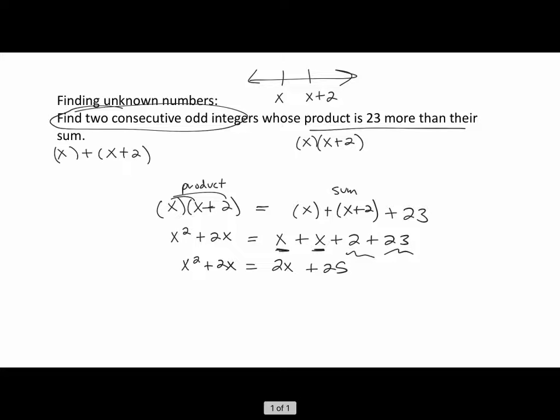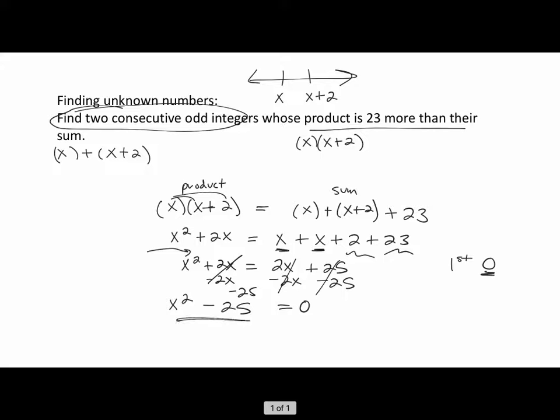So I can see that I am working with a quadratic equation because the highest degree is 2. That means I need to get 0 on one side. Let's opposite everything from the right side, so minus 2x and minus 25, so that I can get 0 on the right. So x squared minus 25 equals 0.